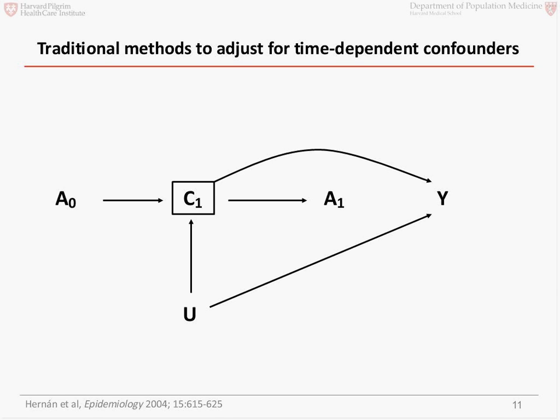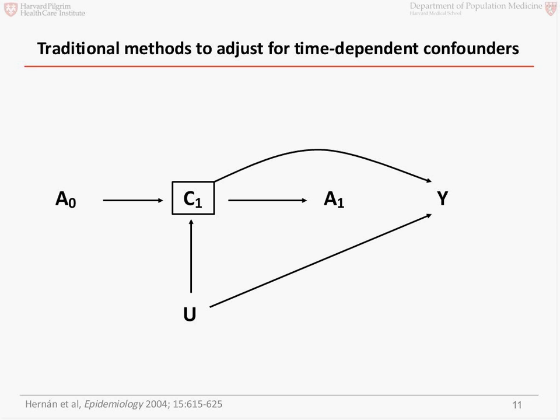Traditional approaches, including the time-dependent Cox model, are not ideal because they will create additional biases. See what I mean here. The traditional approaches are more a conditioning approach. If you put C1 into the regression model, you are conditioning on C1, and in the DAG, we are going to use a box to mean conditioning.